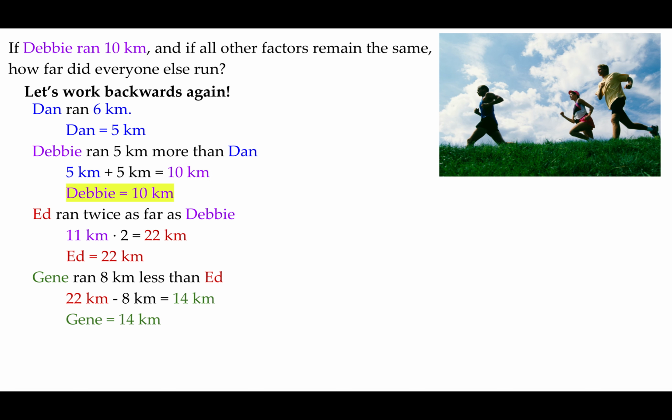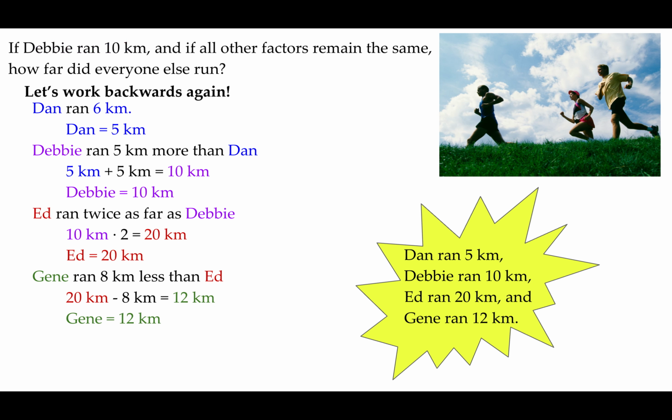Okay, now let's look at Ed. Ed ran twice as far as Debbie. And again, Debbie's 10 kilometers, so 10 multiplied by 2 is 20. So Ed is 20 kilometers. And lastly is Jean. Jean again ran 8 kilometers less than Ed. And again, Ed is now 20. So 20 minus 8 is 12. So Jean ran 12 kilometers.